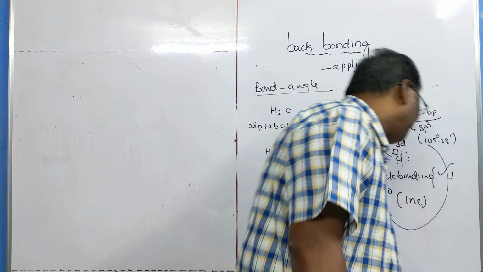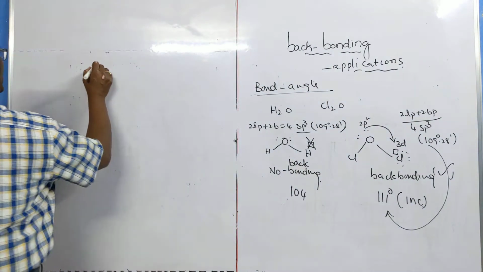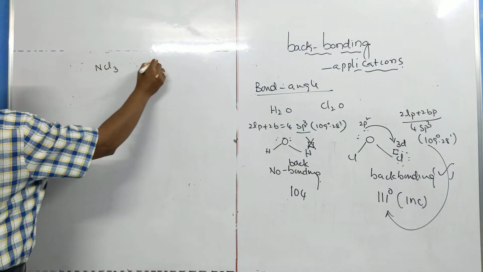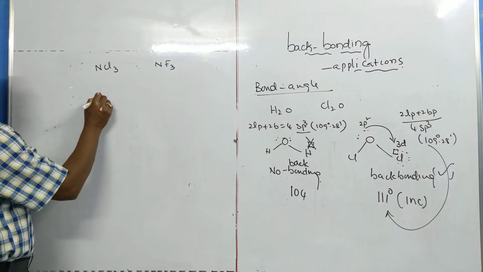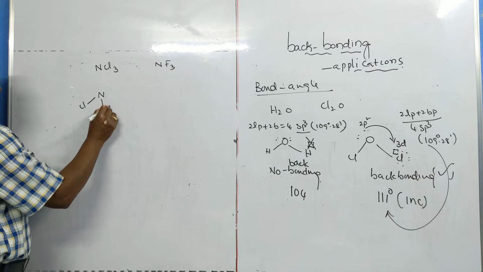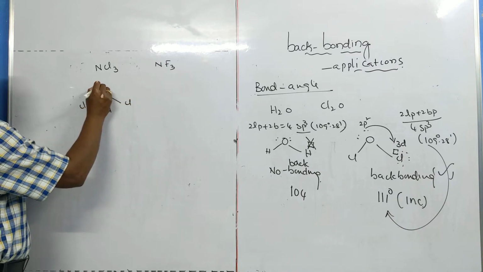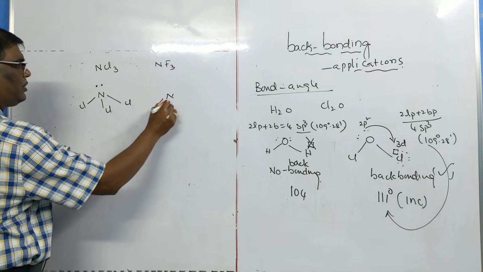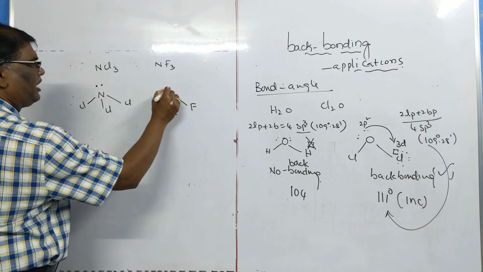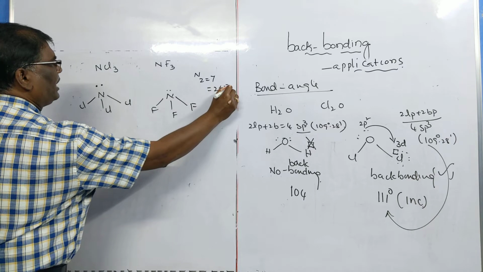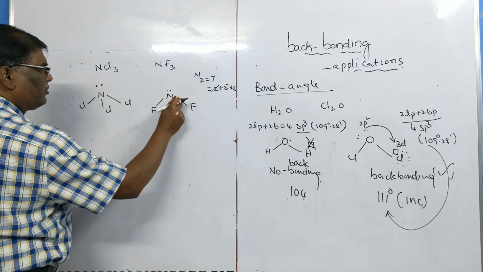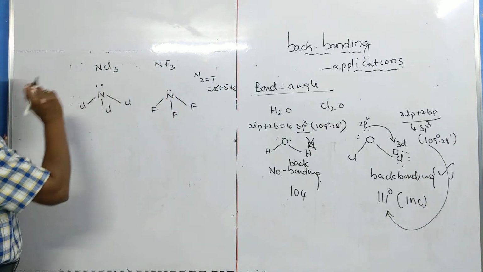Similarly we take NCl3 and NF3. Here there are 3 bonds. Nitrogen has atomic number 7 and 5 valence electrons. 3 are used for bonds, and 1 lone pair remains.